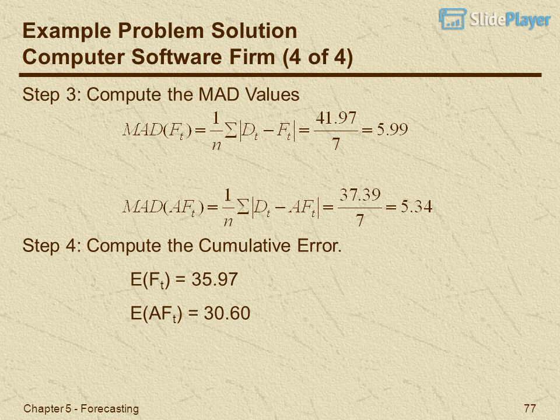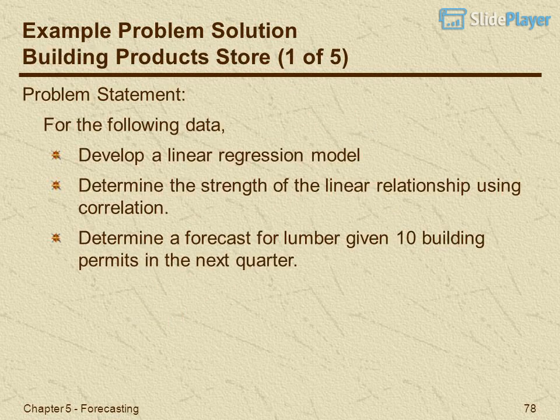Chapter 5, Forecasting. Example problem solution, building products store, 1 of 5. Problem statement. For the following data, develop a linear regression model. Determine the strength of the linear relationship using correlation. Determine a forecast for lumber given 10 building permits in the next quarter.